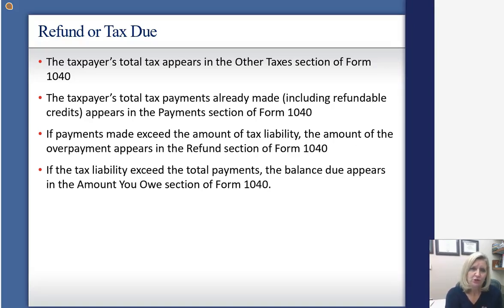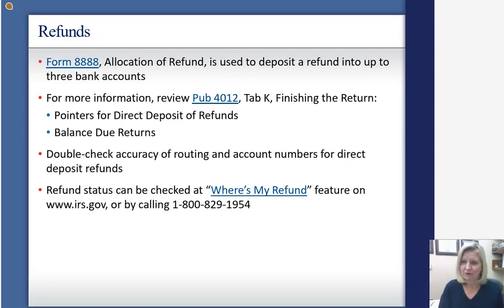The taxpayer's total tax appears in the Other Taxes section of Form 1040. It's going to show the total payments that were already made, and that is going to include any refundable credits. If the payments made exceed the amount of that tax liability, the amount of the overpayment appears in the refund section of the 1040. And if the tax liability exceeds the total payment, the balance due appears in the amount you owe on the 1040. So we'll talk about how each of those will be handled.